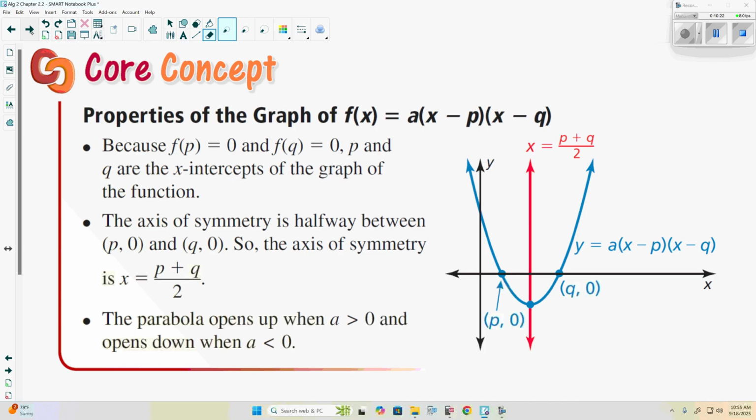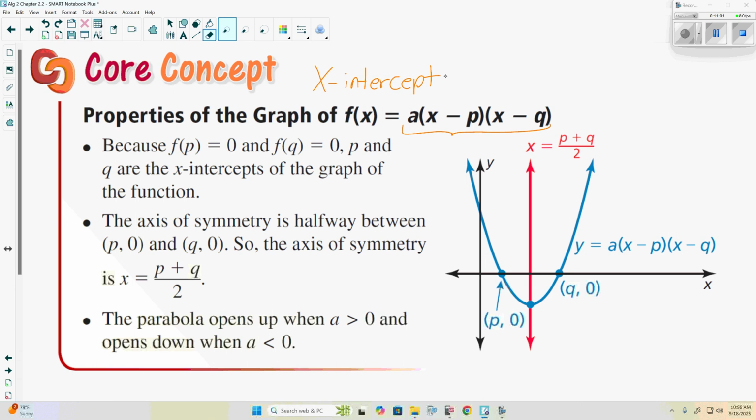So the general form is this right here, a times x minus p times x minus q. Now, I call this form x-intercept form. And there's a reason we call it x-intercept form. Standard form is just the standard way we would write a quadratic, a parabola equation. Vertex form, we call it vertex form because it has the h and k values, which tell us what the vertex is.